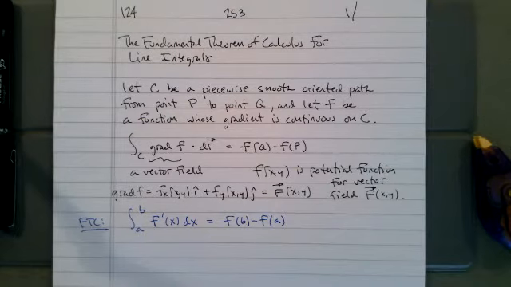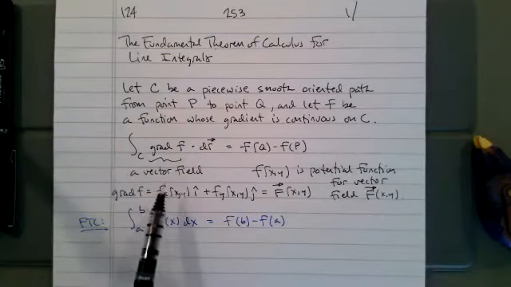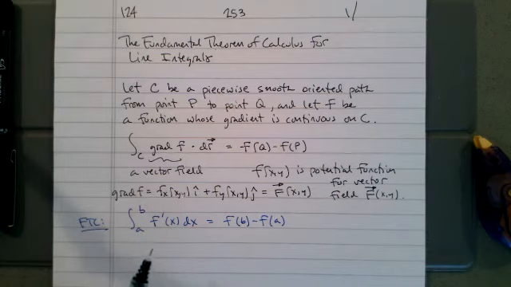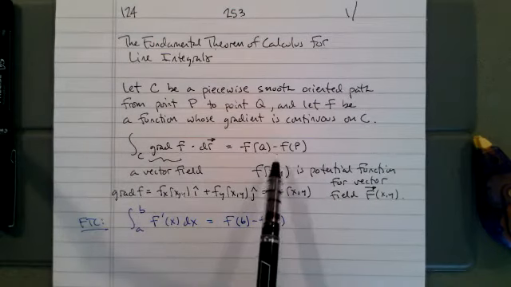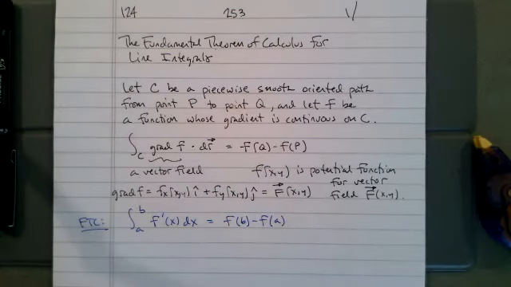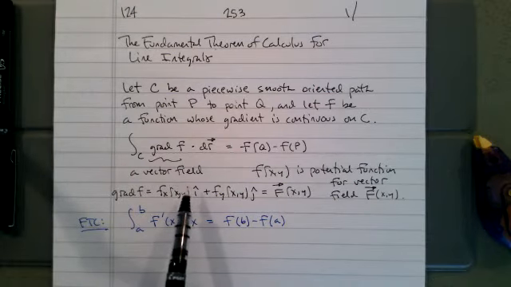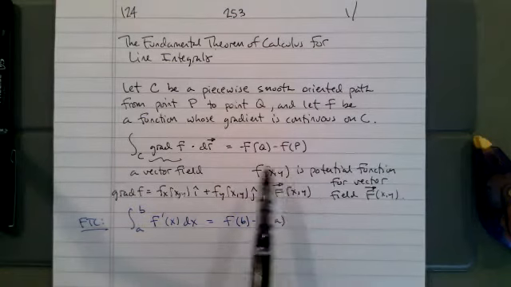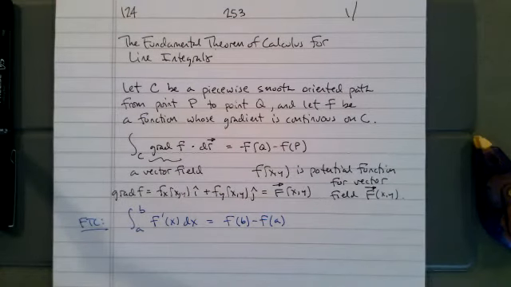An important thing to note is that if a vector field is path independent, then it is a gradient field. So path independent is just describing our ability to do this. And if we can use the fundamental theorem of calculus for line integrals because our vector field is path independent, then it must be a gradient field. So there must be some potential function. So if a vector field is path independent, then it is a gradient field.